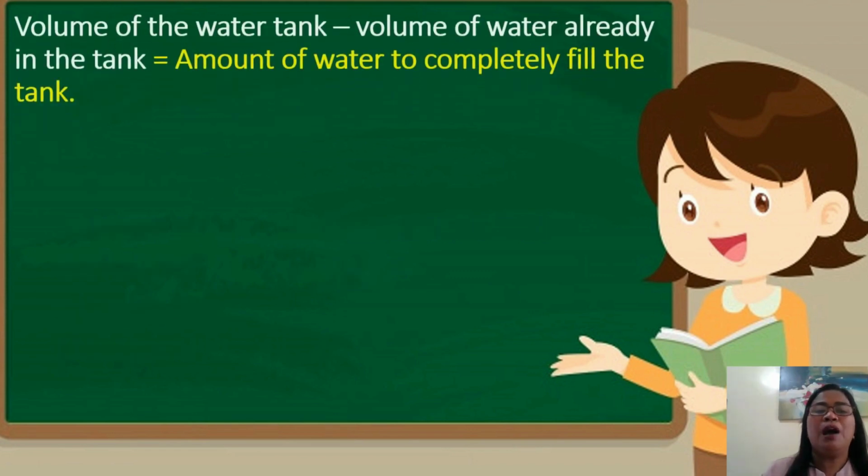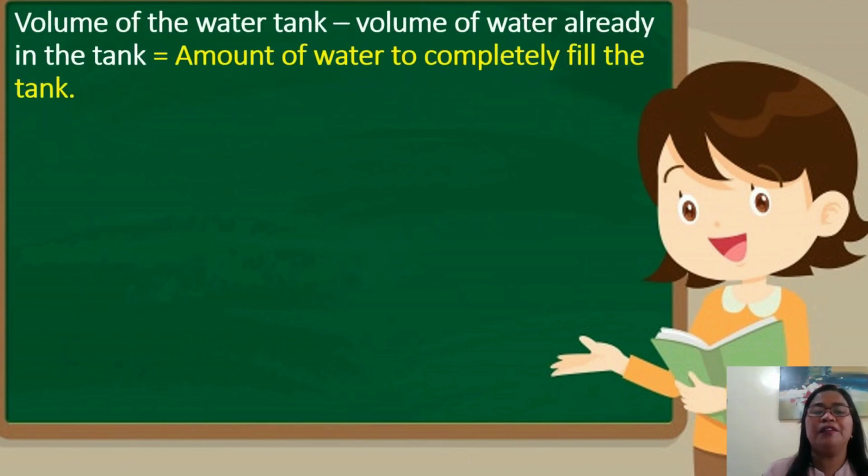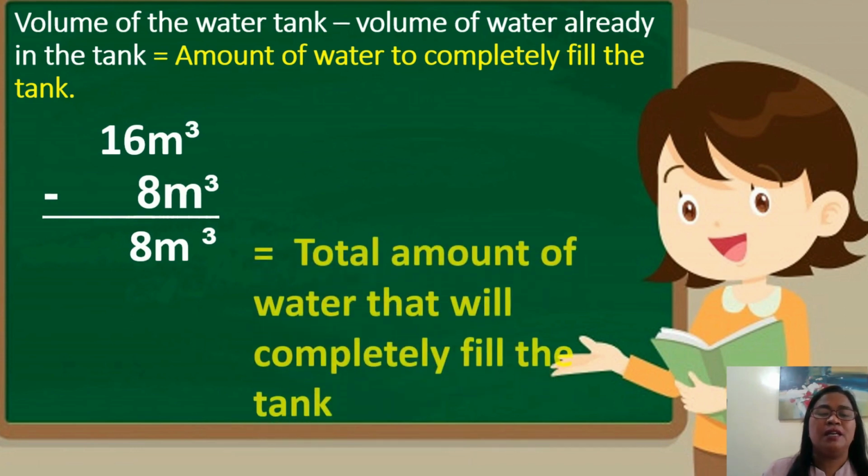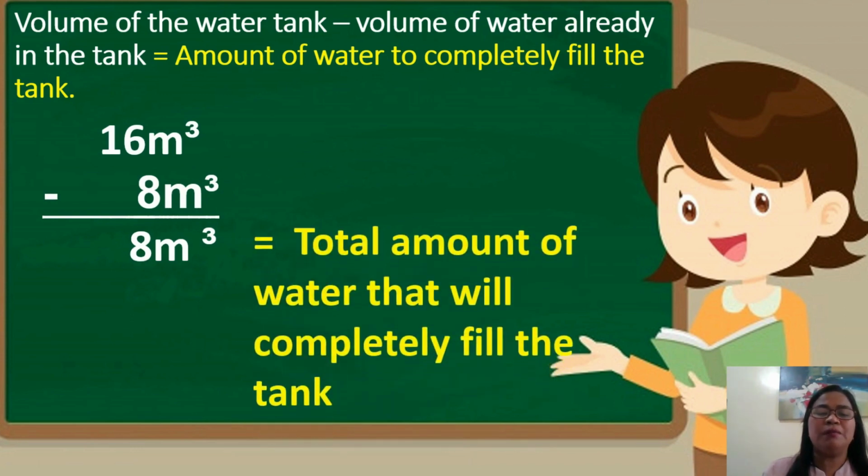To know how much water will completely fill the tank, we will subtract the volume of the water already in the tank from the volume of the water tank. So 16 cubic meters minus 8 cubic meters equals 8 cubic meters, which is the total amount of water that will completely fill the tank.